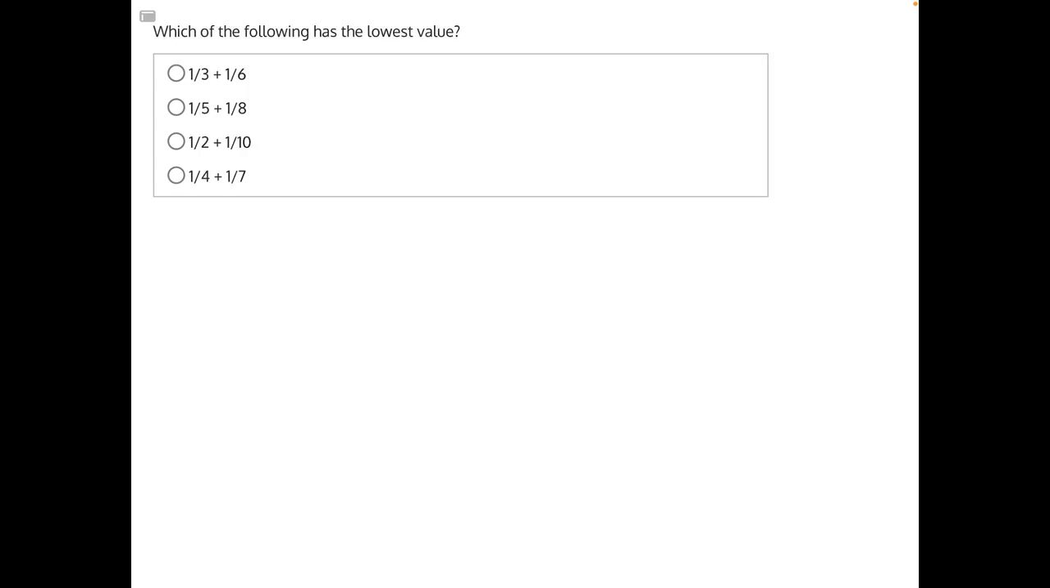To solve this question, we need to look through our answer choices and find the one with the lowest value. Let's start by looking at answer choice C, because answer choice C is going to be greater than 1/2. Why? Because we're adding a fraction to 1/2. We don't see any 1/2s anywhere else in our other answers, meaning that this is going to have the largest value, not the lowest value. So we can eliminate answer choice C.